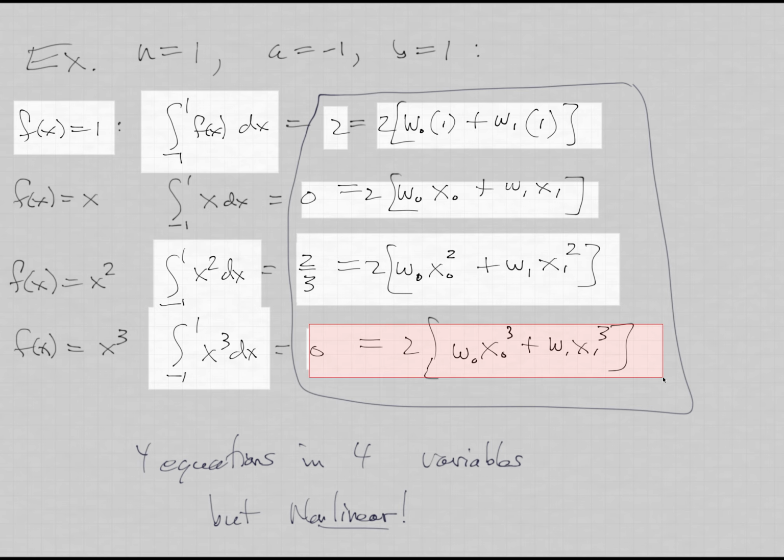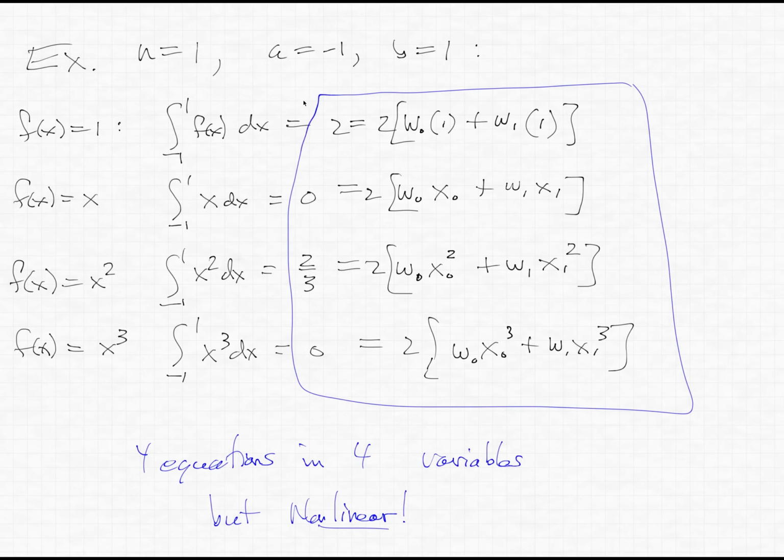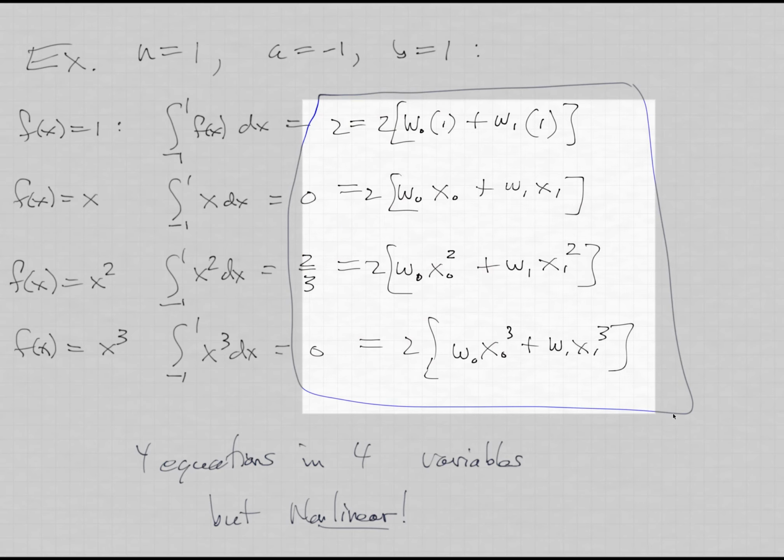So in the end, what you get is a system of 4 equations in 4 variables. The variables are w0, w1, x0, and x1. And these are the equations that we get from looking at the cases where the function is any power of x from 0 to 3. So, by solving this system of 4 equations and 4 variables, you should be able to figure out what x0, x1, w0, and w1 are.